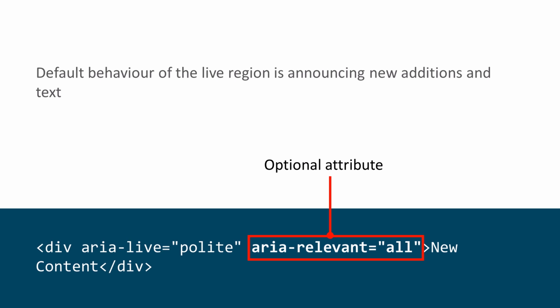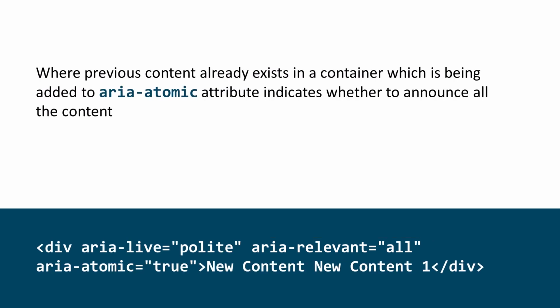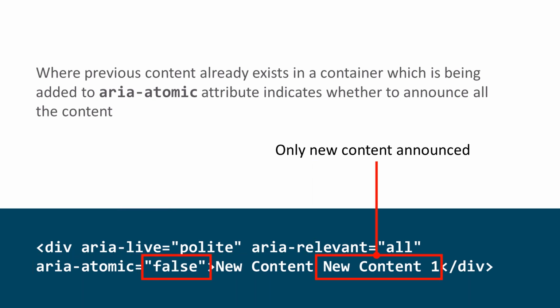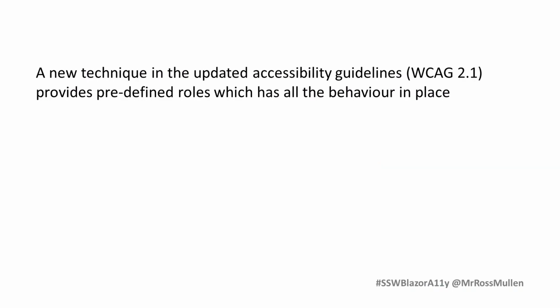And we can add the attribute ARIA atomic. This takes a Boolean value which specifies whether all of the content in the container is announced or only the new content. An ARIA Live region provides tremendous flexibility with how to communicate on-screen updates to a screen reader. And it may be confusing with the numerous variations of ARIA atomic values and ARIA relevant values and the levels of assertiveness. A technique in the updated Web Content Accessibility Guidelines version 2.1 provides predefined roles which have all the behavior in place, and we just need to specify the role according to what type of update it is.